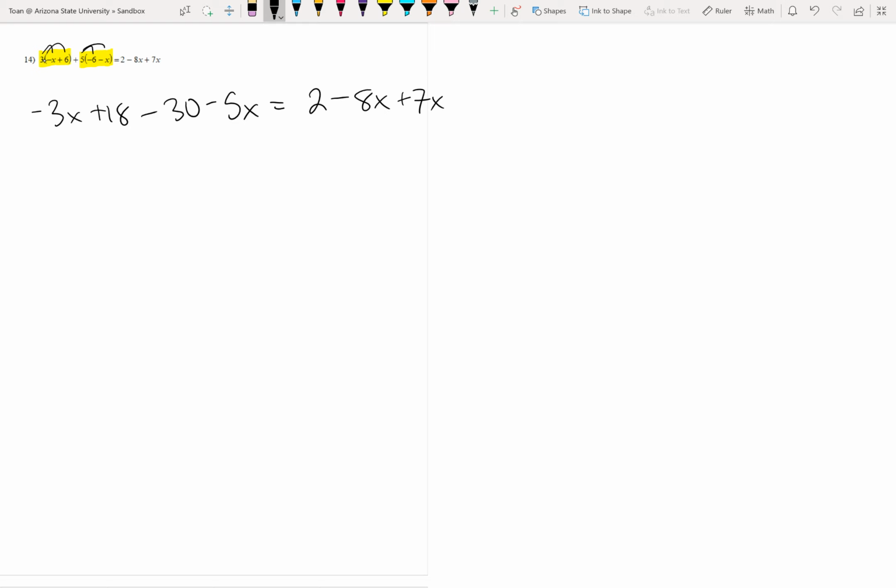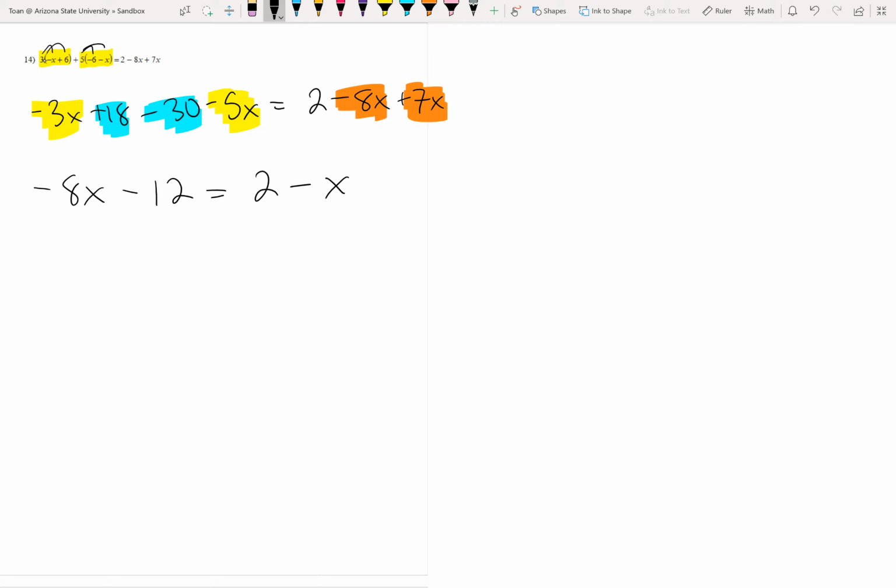Next, I like to combine like terms. So on the left-hand side, we have negative 3x with negative 5x as like terms, 18 with a negative 30 as like terms, and on the right-hand side, we have a negative 8x with a 7x as like terms. So combining the yellows gives us negative 8x, combining the blues gives us negative 12, equals 2 by itself, and combining the reddish orange gives us a negative x.